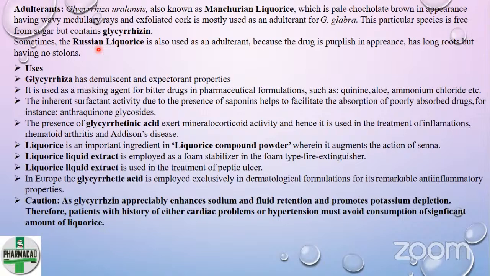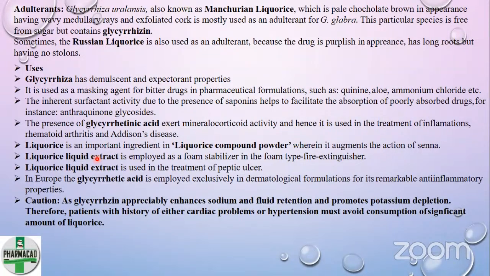Which derivative did we study? Carbenoxolone derivative. And which is the other one? Glycyrrhetinic acid, which is going to have mineralocorticoid activity. Okay, that is maintaining the salt and water balance. So if salt and water balance is maintained in the body, what will happen? Automatically inflammation will reduce in the body, edema will reduce, swelling will reduce. So that is why it is used in the treatment of inflammation, arthritis and Addison's disease.